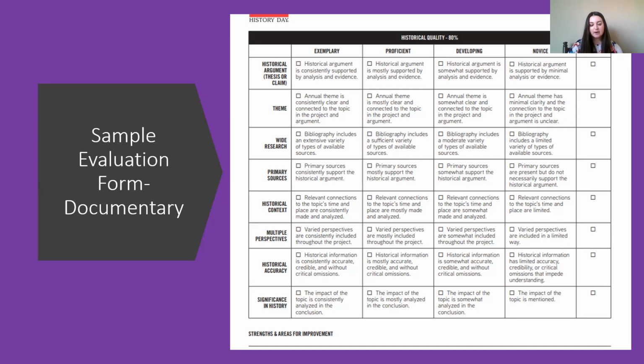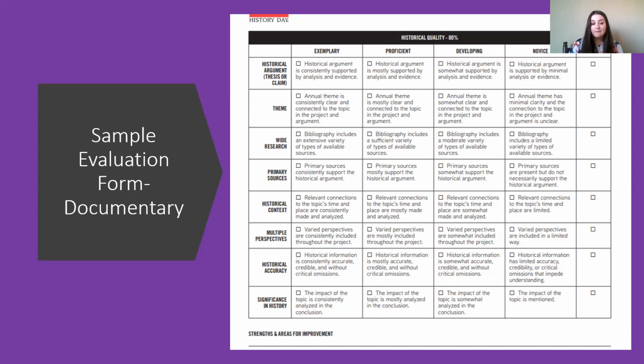Below this form, there's an area for written feedback of strengths and areas for improvement. Please do not skip this part. Students really value judges' feedback. They're really anxious to see what you thought of their project. Of course, make sure that you're giving everyone a strength, even if you think it was a really weak project. We want to encourage students throughout this process.